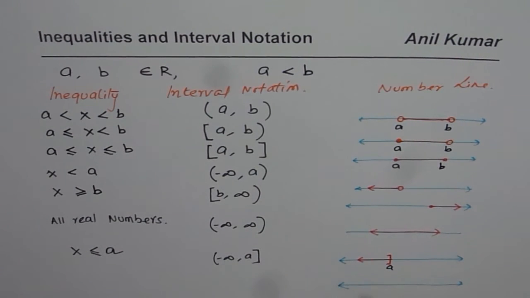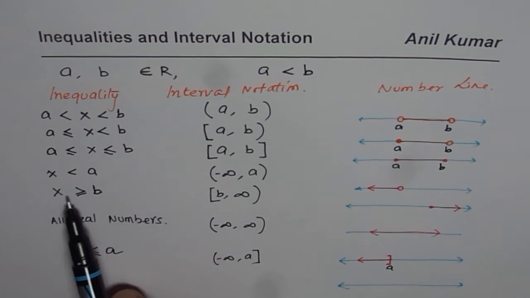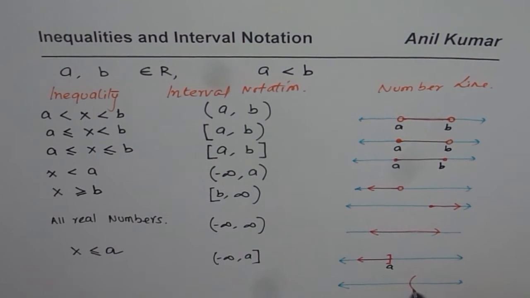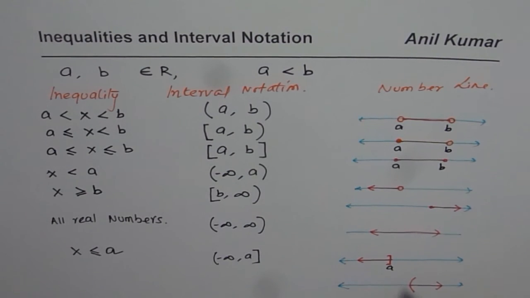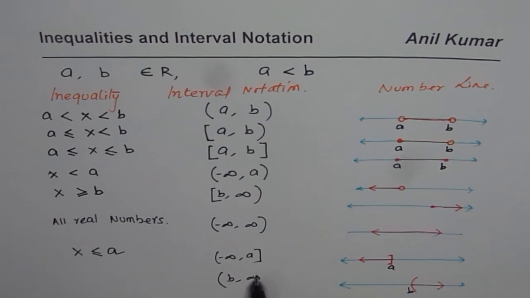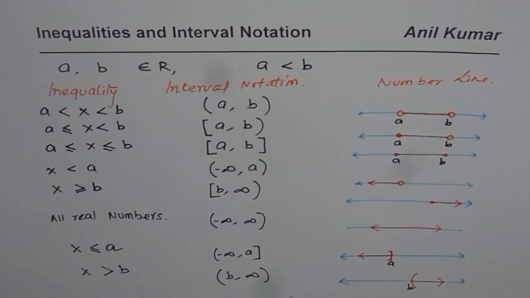So let's take one more example. Let us say x greater than b, right? So b is not included, so I'll say kind of like this, not included, and everything like this. Okay, so let me write b here. In that case, in interval notation, we are not including b. We can never include infinity, and that really means that x is greater than b. Is it okay? So these are different ways of writing an inequality and then representing it in terms of interval notation and also on a number line.